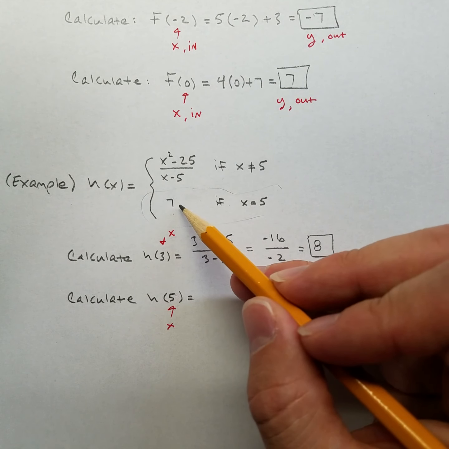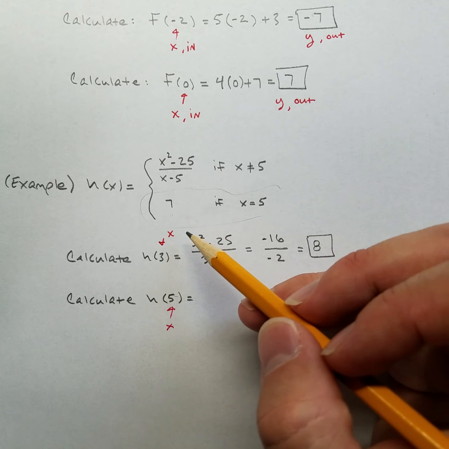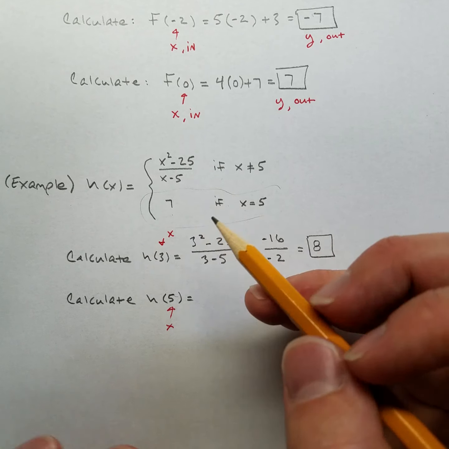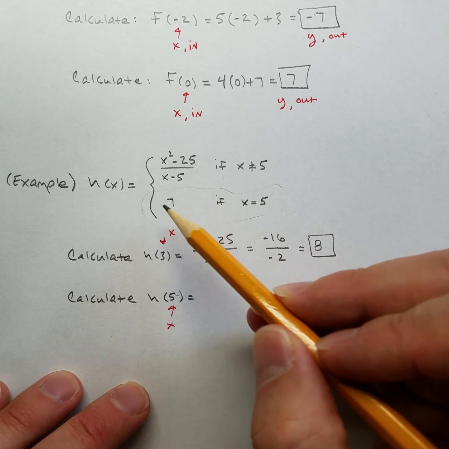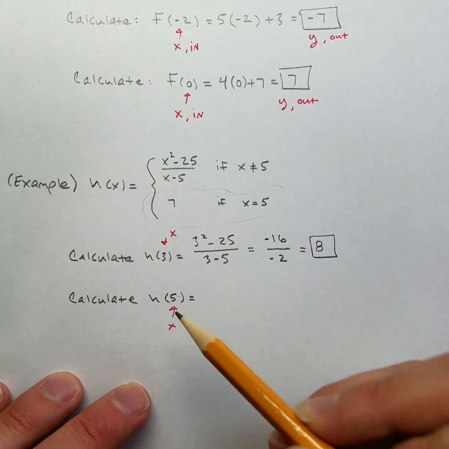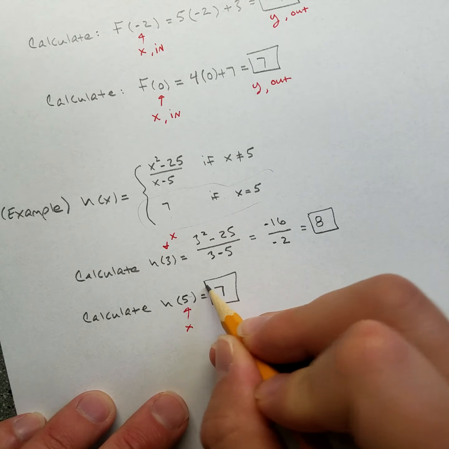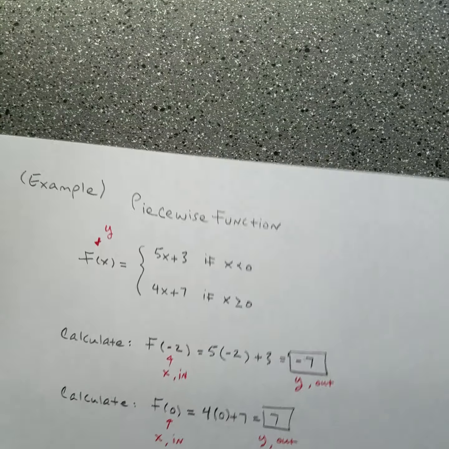Now you might think, is that a typo? It says 7. Should it say 7x or 7 plus x? No, it just says 7. It just says that 7 is the answer. It literally says y is 7 if x is 5. If x is 5, y is 7. There's no math to do there. You just have to realize how to read it. All right, so there are our simple examples on piecewise functions.